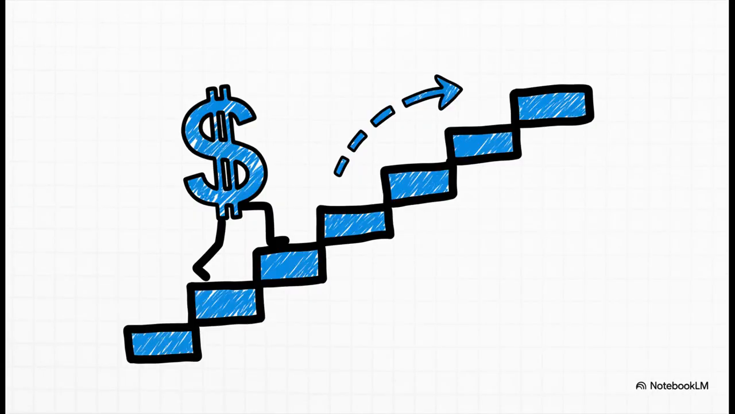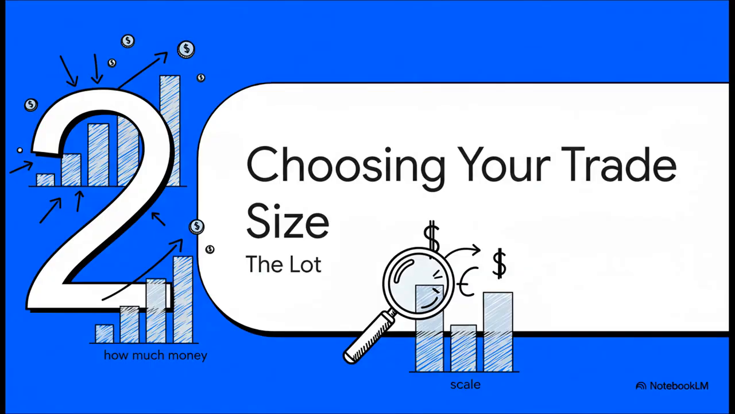Here's the easiest way to picture it. Imagine the price is literally walking up or down a staircase. Each individual step it takes, that's one pip. It's that single point of movement. So if a price moves, say, 20 pips, it just took 20 steps. See? Simple, right? Okay, so a pip measures the distance a price has moved.